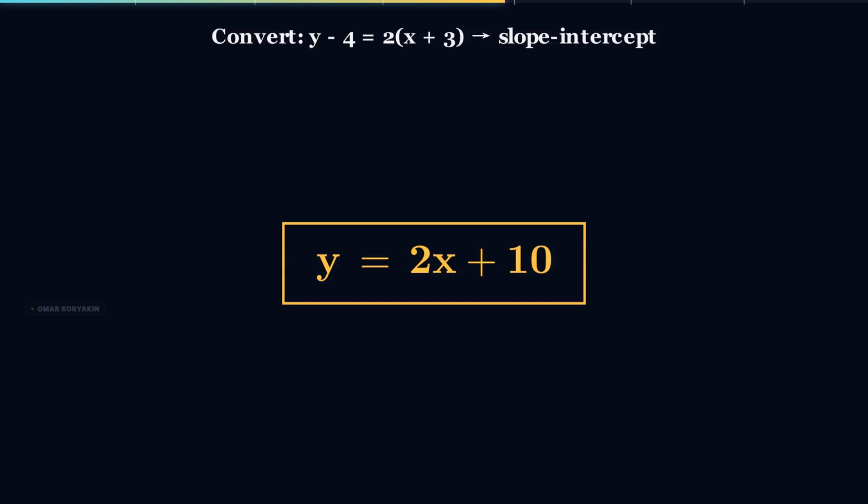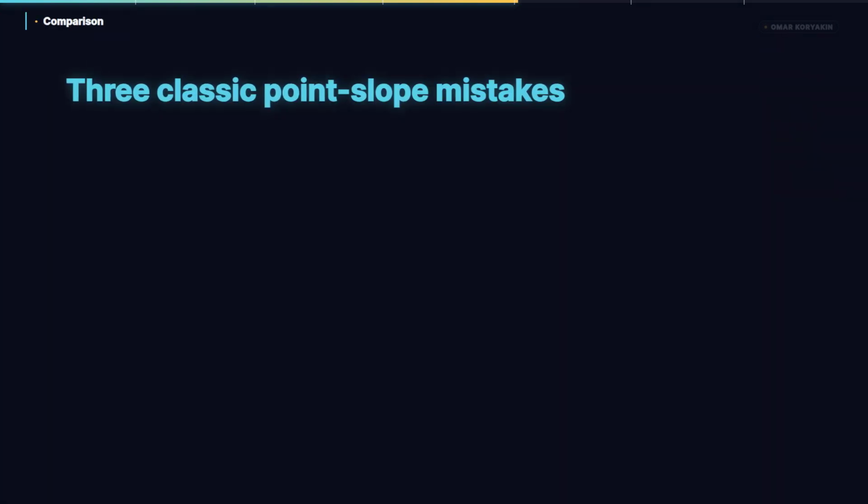The two forms are interchangeable, with point slope being more convenient when an arbitrary anchor point is given and slope intercept being more convenient when the y-intercept itself is the natural anchor. 3 mistakes that catch every algebra student during their first weeks of point-slope work. Each one is fixable with a small explicit habit applied on every problem.